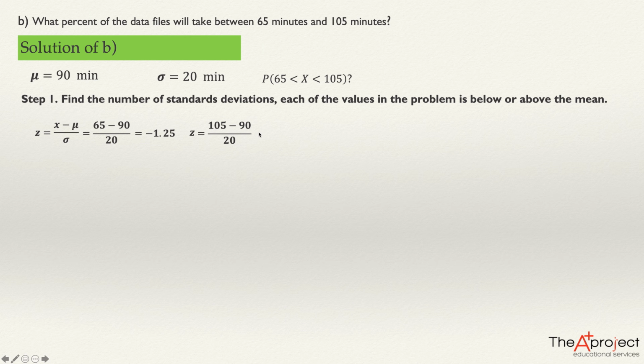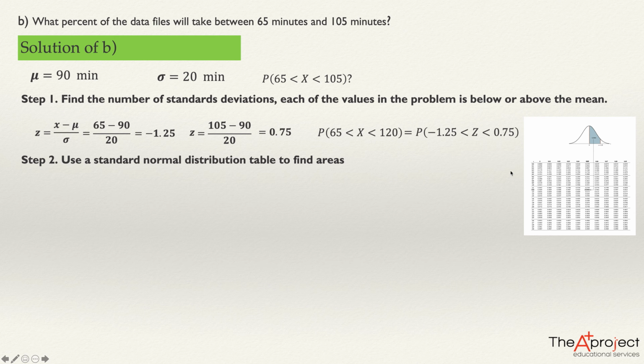And that gives me the answer of 0.75. And that concludes the first step for answering the question. Obviously, the original question, the probability that x is between 65 and 105, has now changed to the probability that the variable z will be between negative 1.25 and 0.75. What is the second step of the problem?